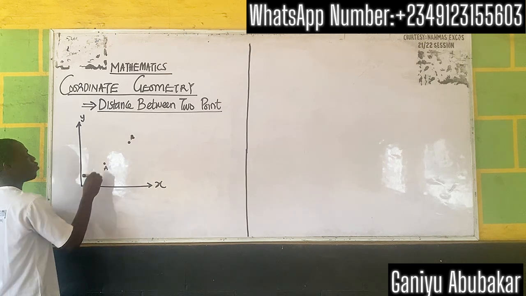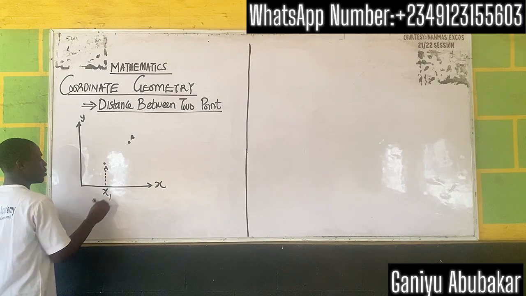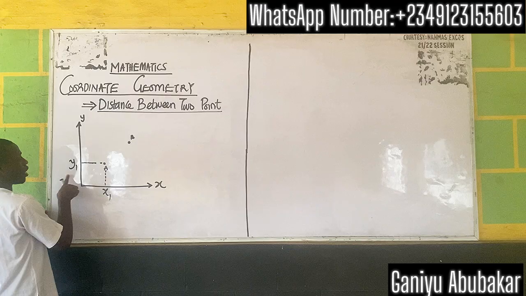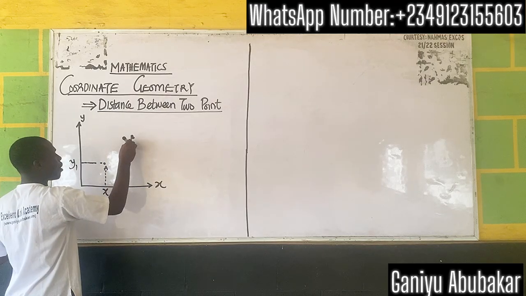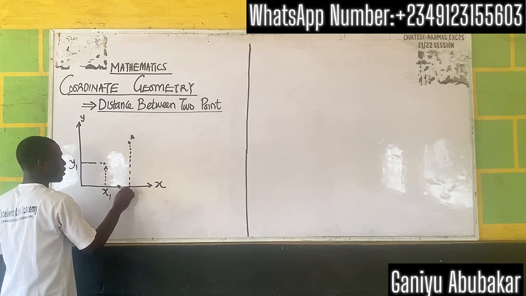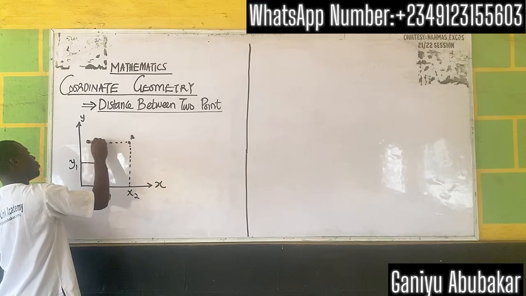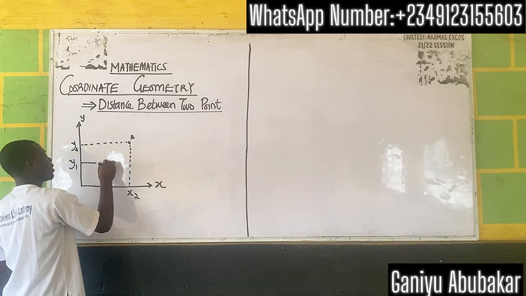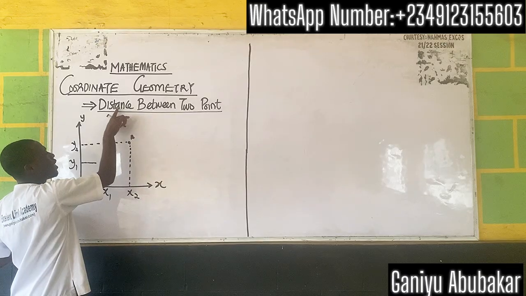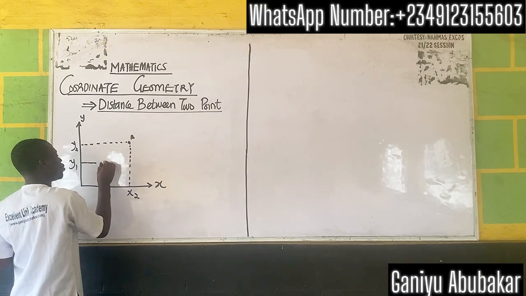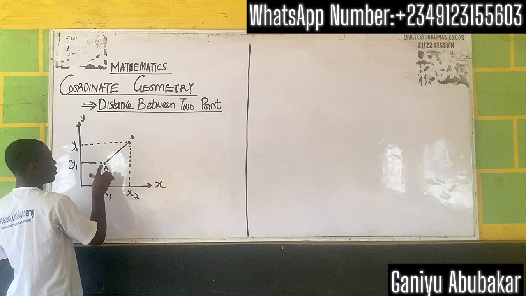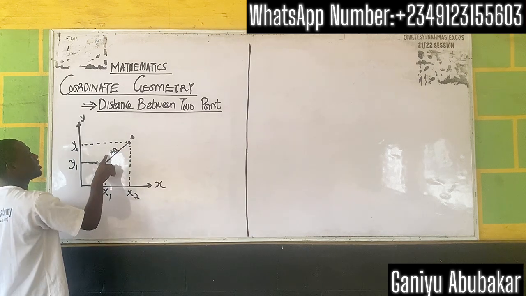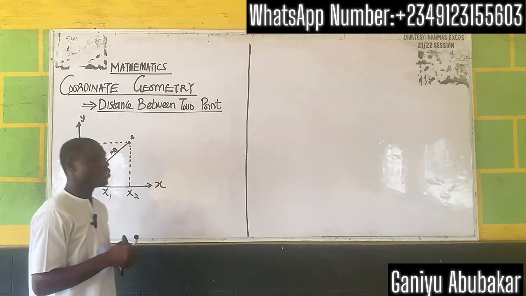This point A will have a corresponding x and a corresponding y, that's x1, y1. This B will also have a corresponding x, that's x2, and a corresponding y, that's y2. These 2 points, point A and point B, the distance between A and B is called what? The distance AB. So how do we get the distance between 2 points in coordinate geometry?